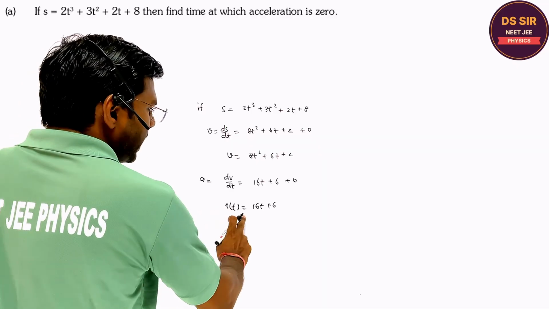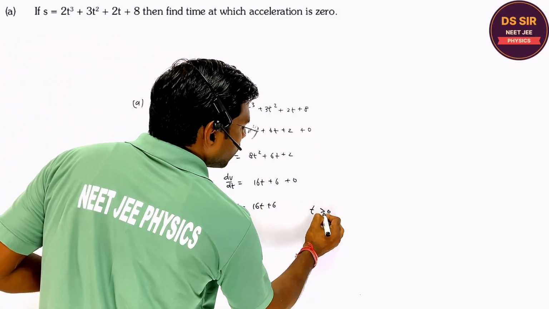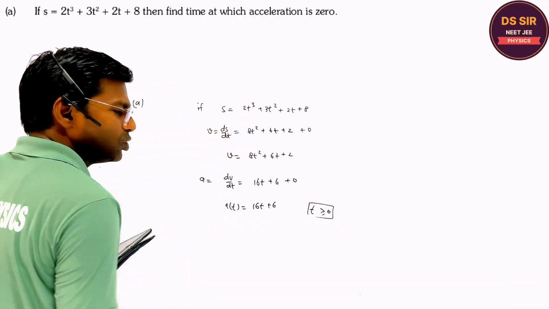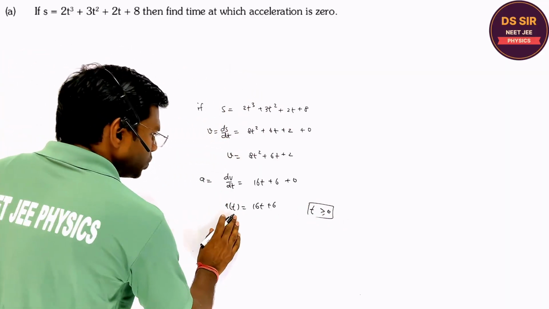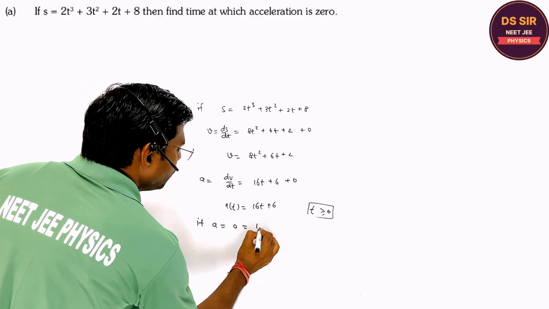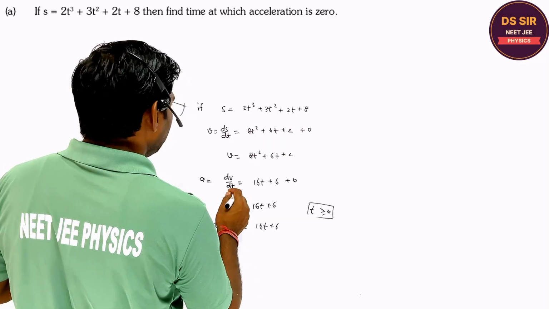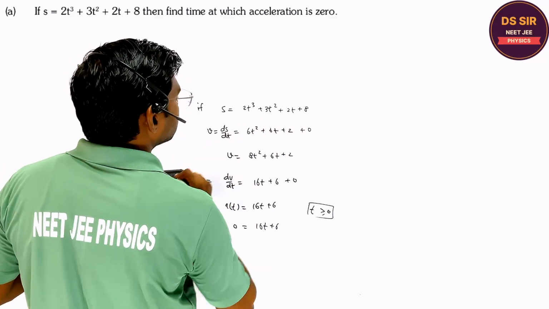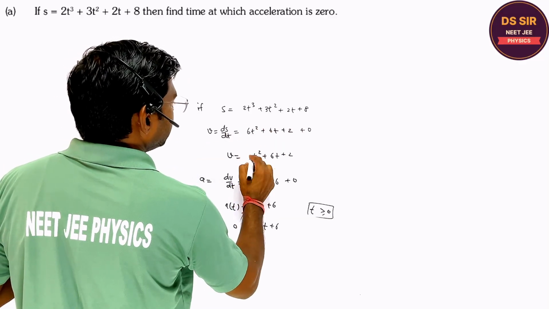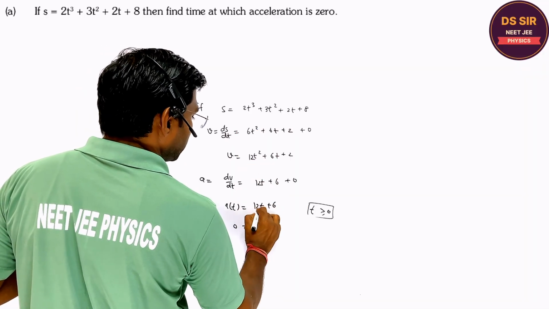And you will see this acceleration can never be 0 because time t is what? Time t is always greater than or equal to 0. Time is always positive. So when will the acceleration be 0? If acceleration is equal to 0, what will... yes, wait for 1 minute. 12t plus 6, right, this is 12t, this is 12t, right.